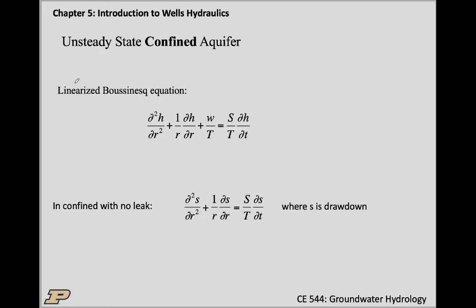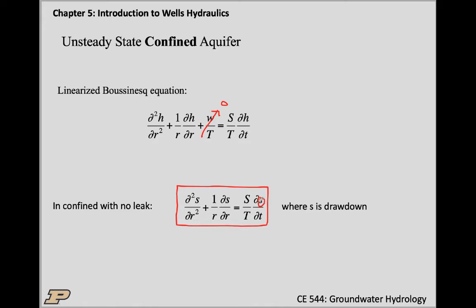Again, just a quick reminder, the linearized Boussinesq equation, or the general flow equation here, for a confined aquifer with no leak, not a leaky confined, but just a regular confined. There is no recharge to speak of. There's no leakage from anywhere, from any other aquifer. So we end up with this equation, and note that I replaced the head with the drawdown, which is basically the same. Again, these 2 equations are equivalent because the drawdown is just a mirror image of the head.